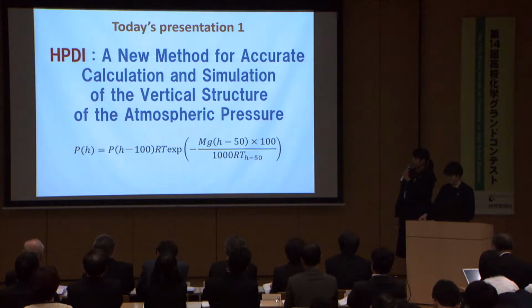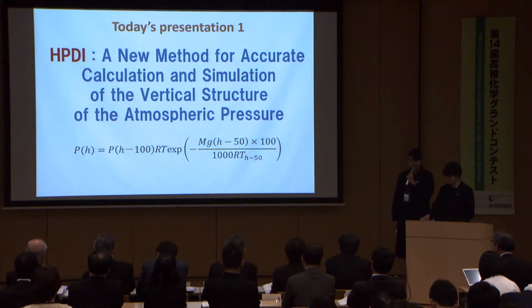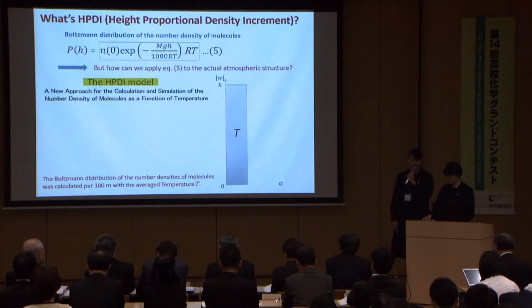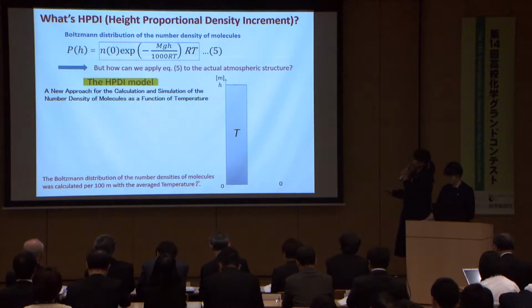Now, we introduce our original idea of the height proportional density increment approach. This is an innovative model we believe can calculate and simulate the whole vertical structure of the atmospheric pressure very easily. What's HPDI?